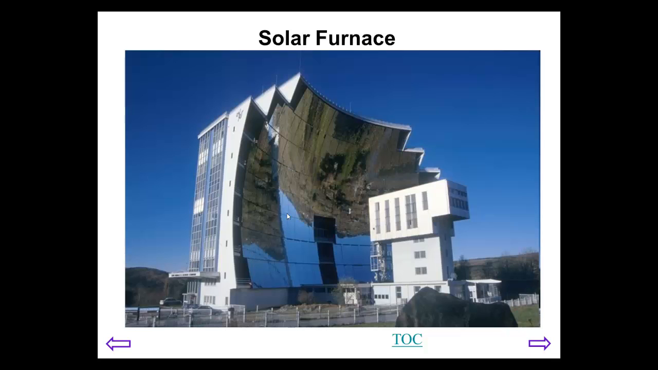This is a solar furnace. Here we use sunlight which comes in, reflects off here and focuses on the center here. This will contain a fluid which is superheated, then that can be used to produce steam to drive a turbine to produce electricity.